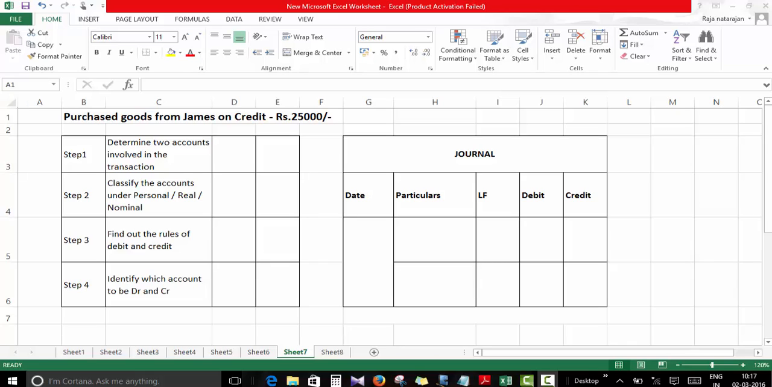Purchased goods from James on credit, rupees 25,000. So we'll go step by step. Step 1, we have to determine the two accounts involved in the transaction.